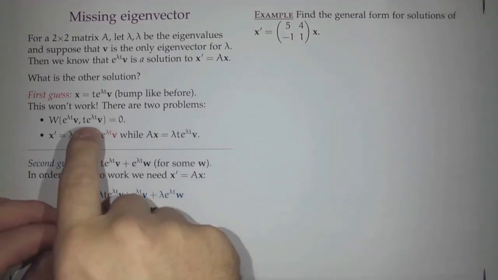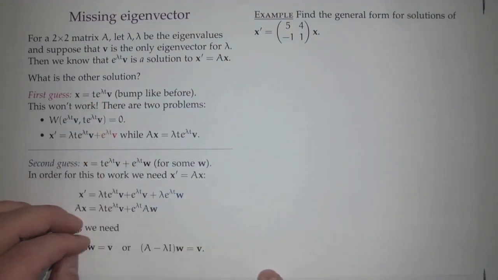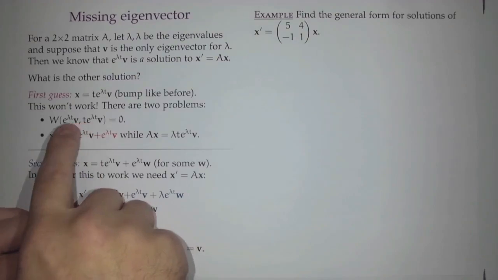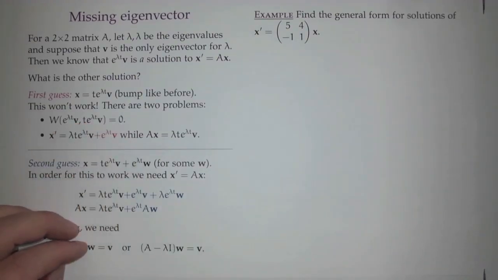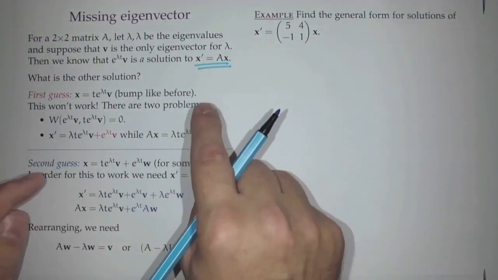So our first guess is, hey, multiply by t. Well, there are some problems. One thing is if you compute the Wronskian, it'll always be 0. That's bad. We don't want a 0 Wronskian. But there's an even bigger problem. So we're trying to work with this x prime equals Ax. That's our key. We say, well, let's check.